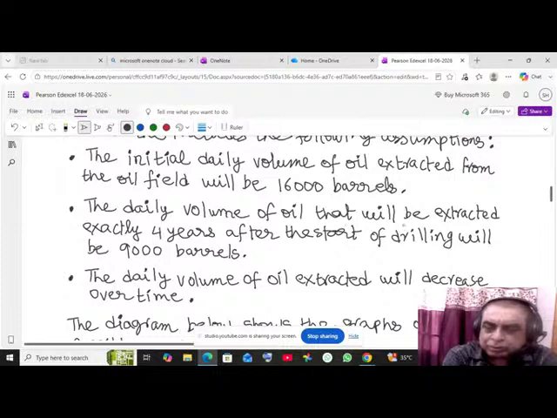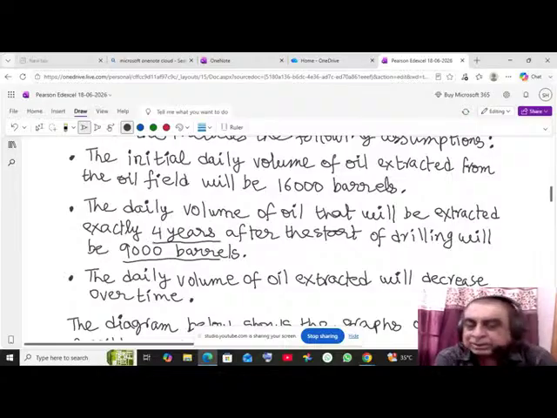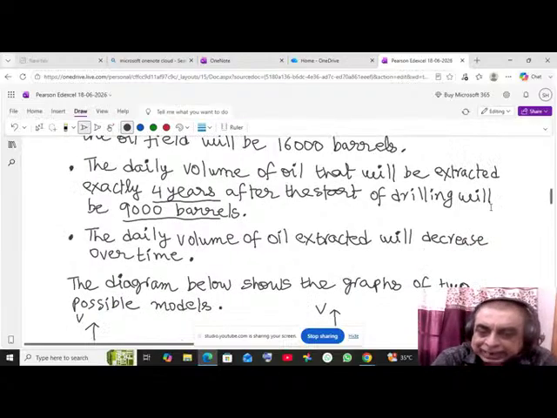The daily volume of the oil that will be extracted exactly 4 years after the start of drilling will be 9,000 barrels. So the daily volume of oil taken out from the well after 4 years of starting will be 9,000 barrels. The daily volume of oil extracted will decrease over time.